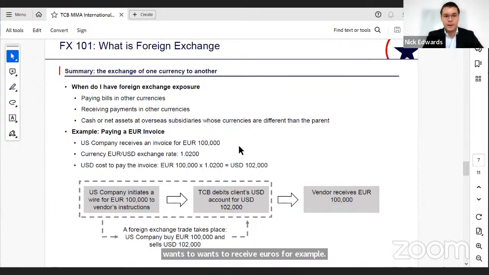So we have a client that may receive euros, and we actually can assist with accepting those euros or that currency on your behalf. You don't need to have a foreign currency account to take payment of foreign currency. And that goes the same way for making a foreign currency payment. You do not need to have a foreign currency account to make a foreign currency payment. All you would need is a dollar account with Texas Capital, and we can assist to either make or receive any foreign currency that your business may require.